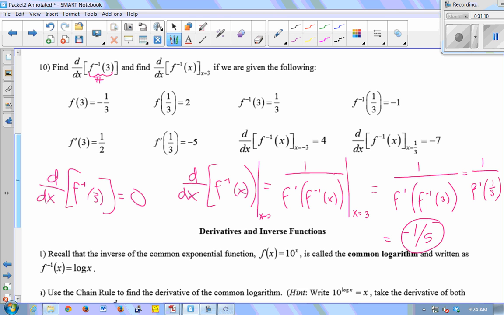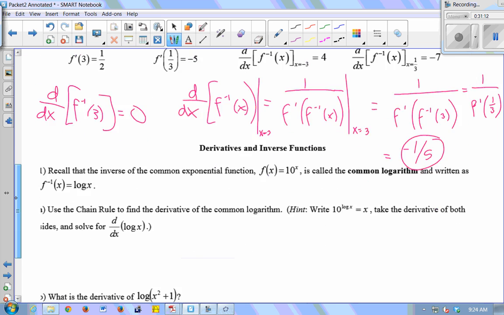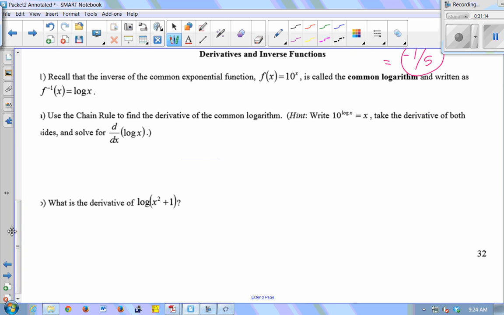Okay, so moving on to your classwork for the day, derivatives and inverse functions. You are going to start by trying to find a formula for the derivative of log base 10 of x. So we know ln x. Now you're going to work on finding a formula for log x, and I've given you a little hint on how to get it.